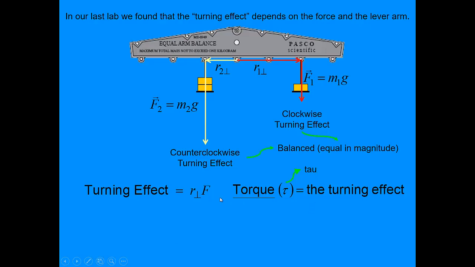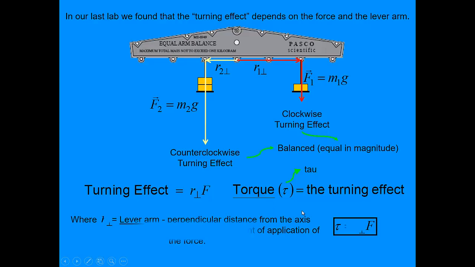So we're going to start calling it torque instead of turning effect, but that's what torque provides, right? It's the thing that makes stuff rotate. And don't forget here that R perpendicular is the lever arm. As I said, that's the perpendicular distance from the axis of rotation to the point of application of the force. And so in this early iteration here, we're going to calculate torque by taking lever arm times the force.